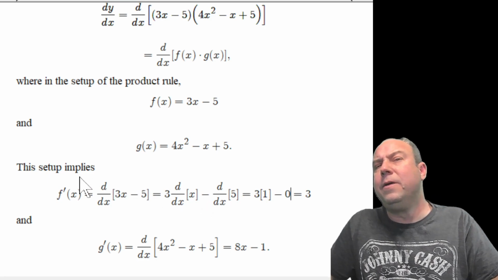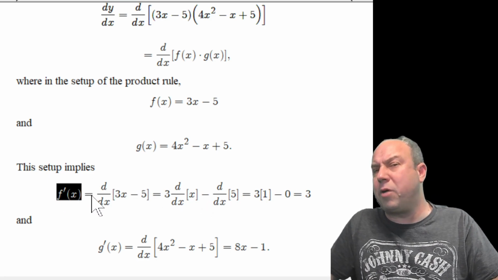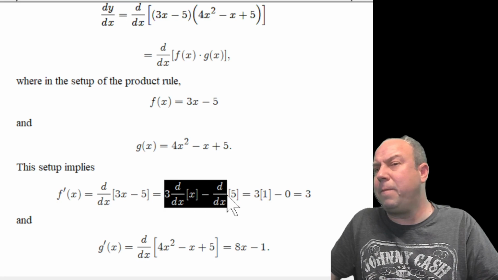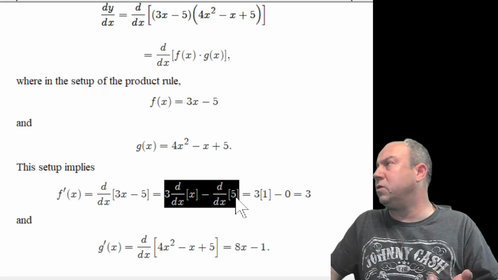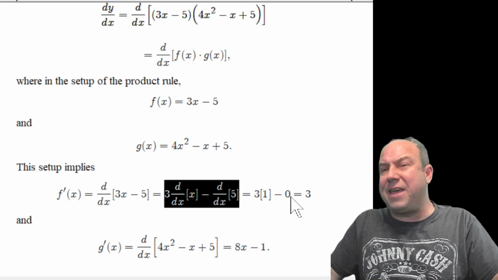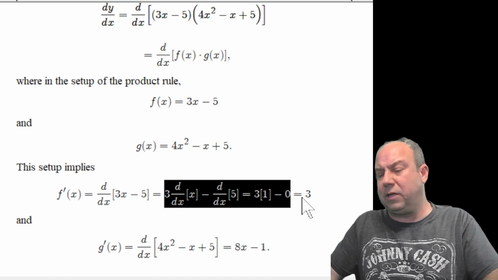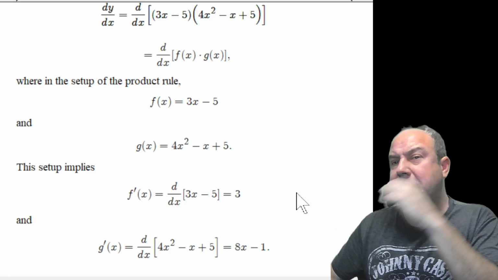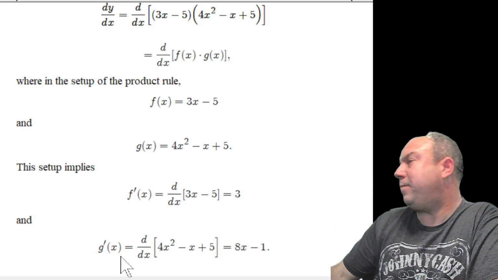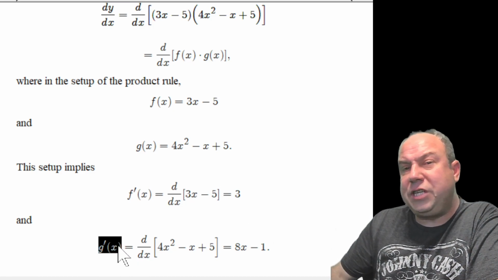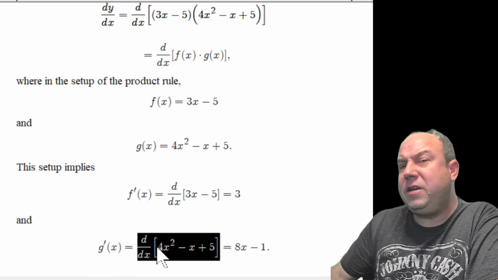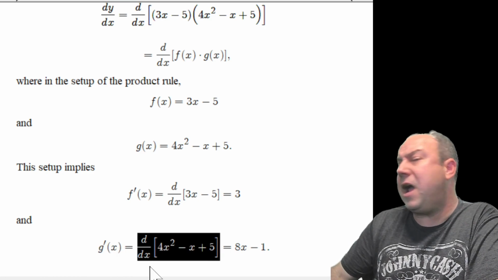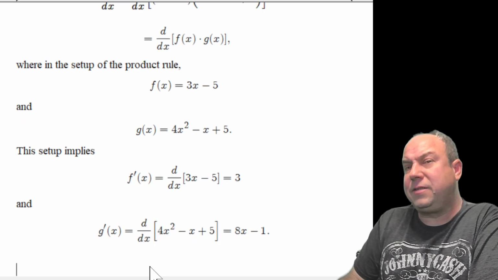Right? We could develop our f prime of x using just some of those fundamental rules applied in this manner. And that does lead us to this value equaling 3. I'm going to take that out just for the sake of space. Similarly, for g prime, the derivative with respect to x for this quadratic can be handled similarly.